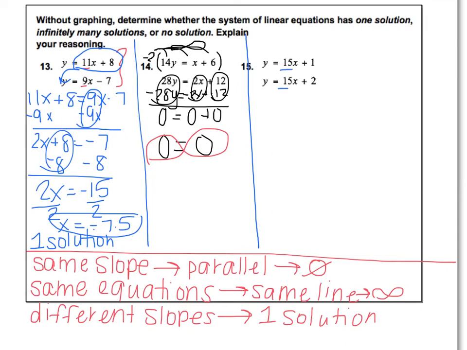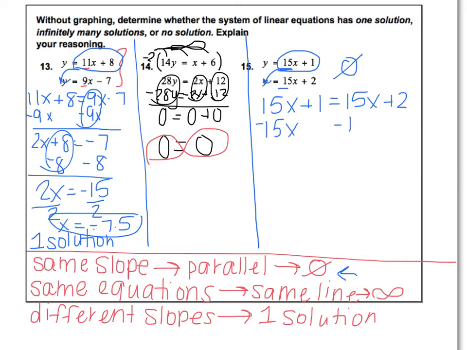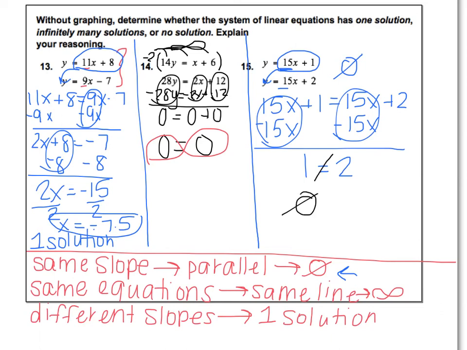When I go to number 15, the shortcut is to look at the slopes. The slopes are both 15, and if we look down at the bottom, if they have the same slope and they're not identical equations, it's going to be no solution because they'll be parallel lines. If I used substitution to plug in, I'd have 15x plus 1 equals 15x plus 2. Get my x's together by subtracting 15x's from each side, and that leaves me with 1 equaling 2. But if you stop and ask yourself, does 1 equal 2, you know that it does not, which means no solution.